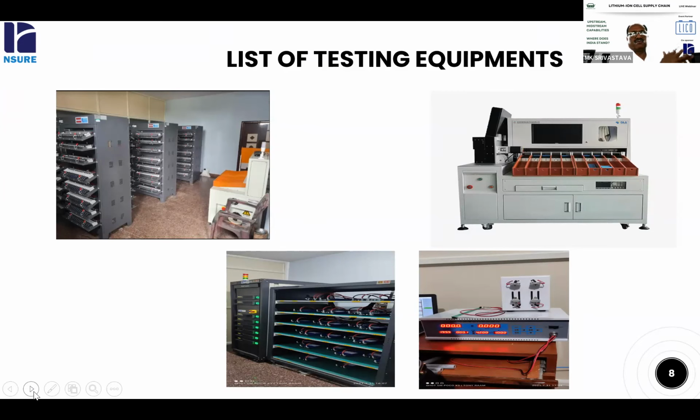the first phase of manufacturing as far as Ensure is concerned will be the R&D lab and pilot lab, which should take off by August, and by early 2024 the main plant should start getting commissioned, if things don't fall out due to unprecedented situations. These are the testing equipment with which we test the cells before giving them to the customer. Next slide, please.